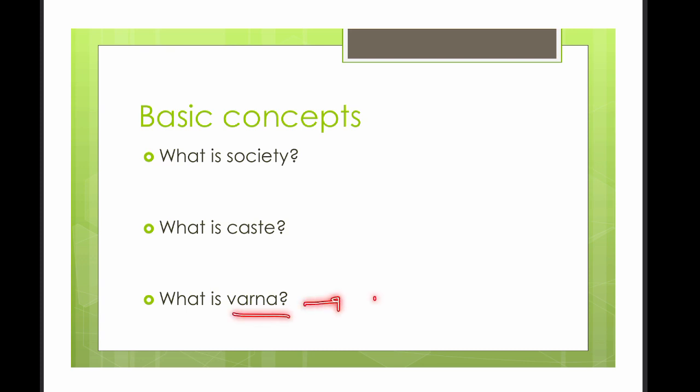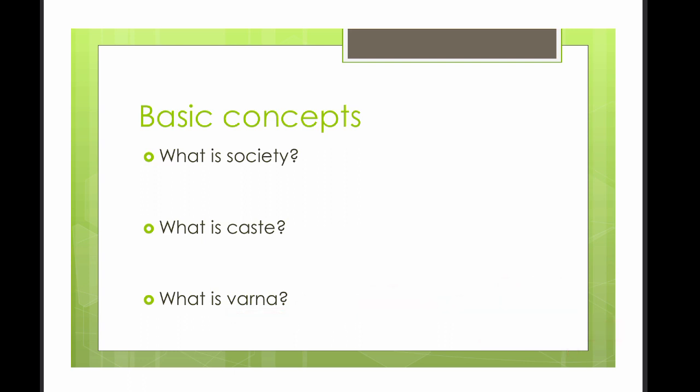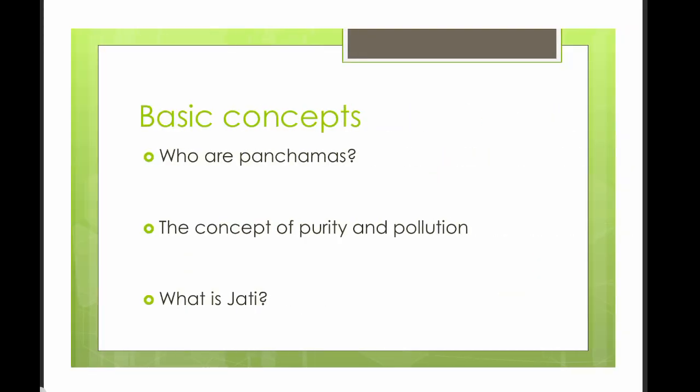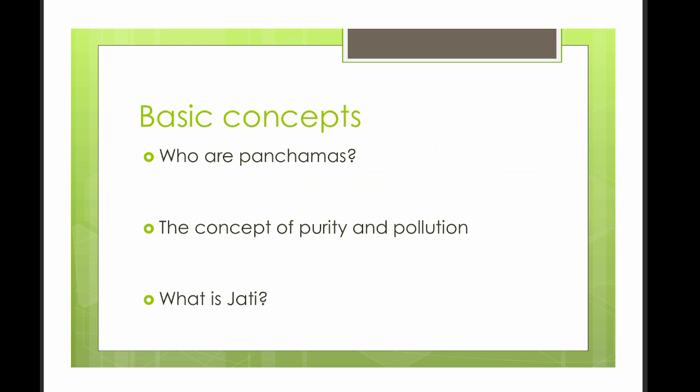Varna means color, and it is the fourfold classification of the society into the Brahmin, Kshatriya, Vaishya, and Shudra. This excludes the category of the outcasts, who are referred to as the Panchamas, or the fifth category. The people who belonged to the outcasts were the foreigners, slaves, the conquered people, etc. One thing to keep in mind is that caste is a characteristic of the Hindu society.